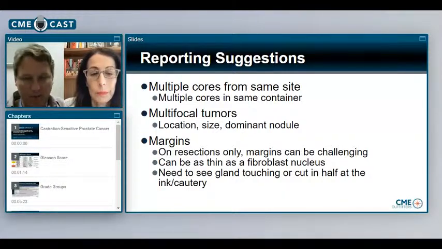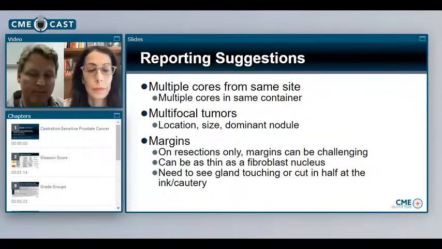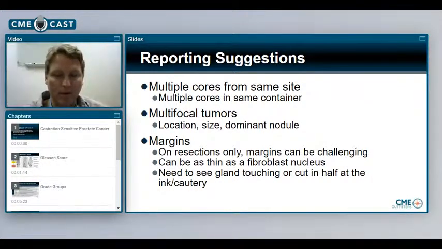So here are some reporting suggestions. Depending on the urologist or the radiologist, oftentimes it's just one core, which makes things a lot easier. But when there are multiple cores in one container, or multiple cores of the same site in a prostate biopsy, that needs to be indicated in the report. The way you do your volume involvement is going to change. If 1 out of 3 cores is involved, you need to note that, say how much of that one core is involved, and then give an overall percentage. It makes things a lot more challenging when there are multiple cores, but we need to make that clear in the report.